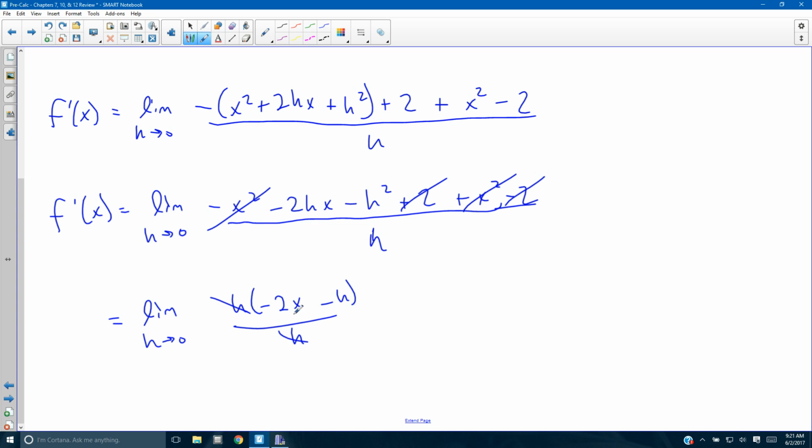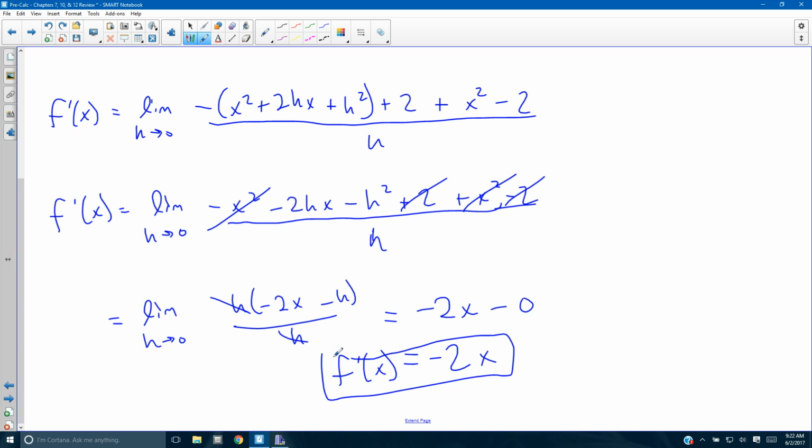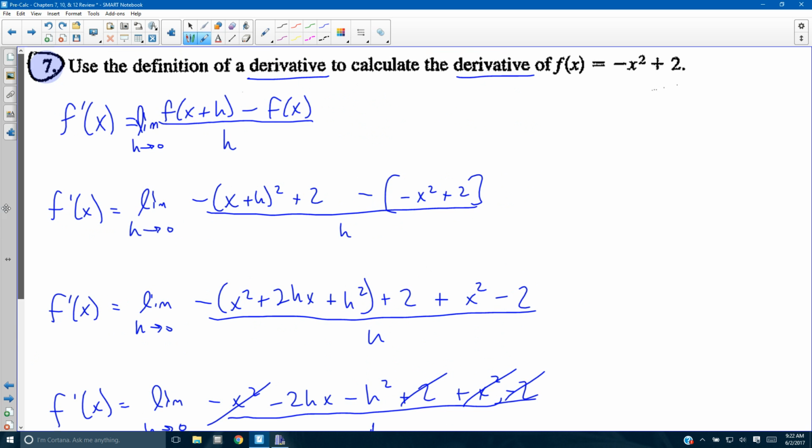Now we can substitute 0 for h. This will be negative 2x minus 0, which is negative 2x. So f prime of x, the derivative of our original function, is negative 2x. And there it is. That represents any number I plug in for x, I can determine the slope of the line that's tangent to the curve at that same x value.